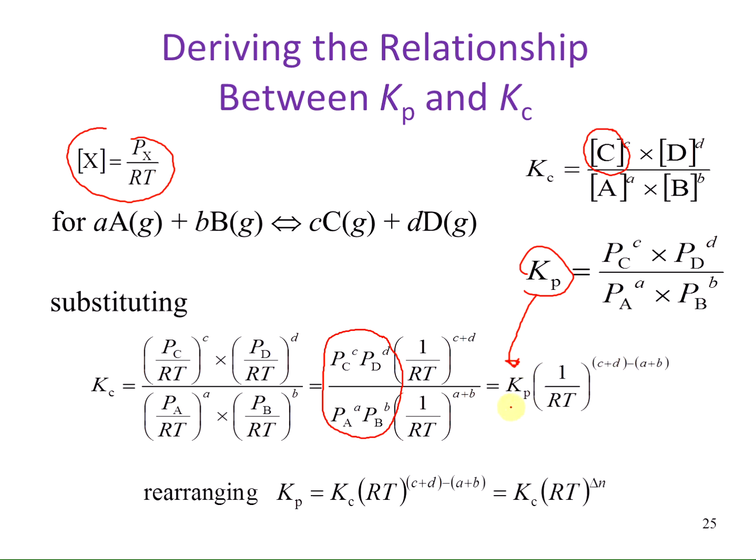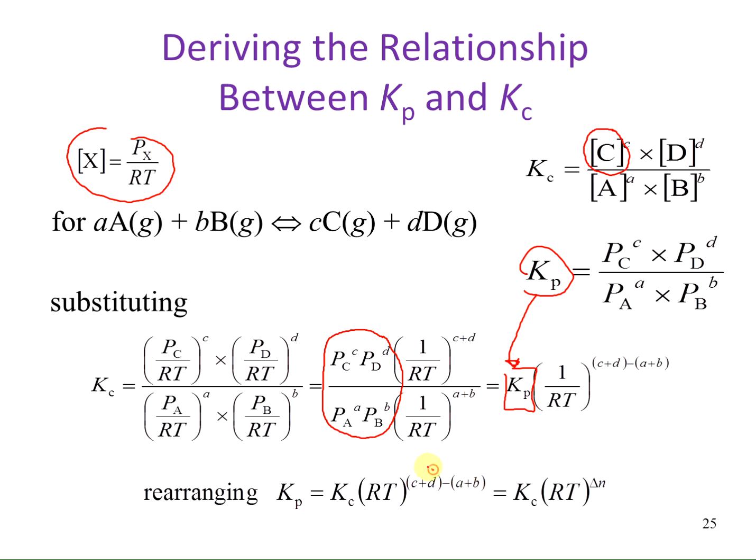So then I'm going to rearrange this to solve for the Kp. So Kp equals the Kc multiplied by the RT raised to the C plus D minus the A plus B.